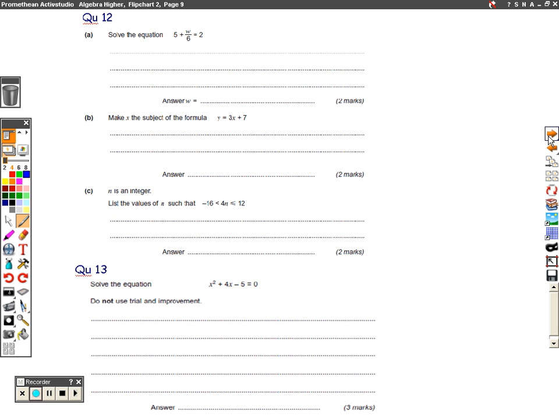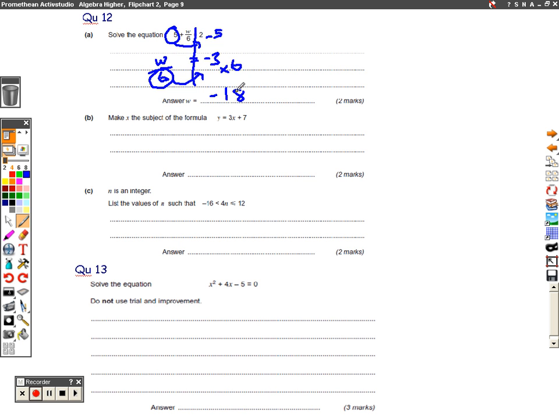Okay, question 12. Solve the equation. Put a line down. Now, be careful. Remember, it's BODMAS backwards, so move your plus 5 first, which becomes minus 5. W over 6 is equal to minus 3. Bring your 6 across. It's divide on this side, so when it comes across, it becomes multiply by 6. Minus 18.